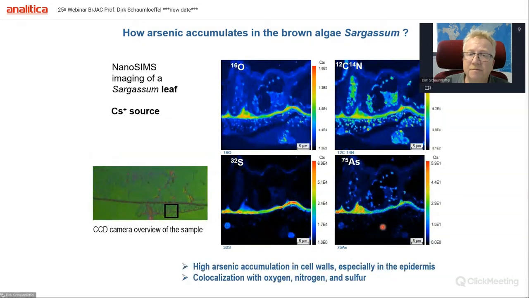And the same is for the leaves. Here we see that the arsenic is mainly in the epidermis of the leaf. So this is also a NanoSIMS arsenic image of a leaf cell in the epidermis, but also in some organelles inside of the cell, but mainly again in the epidermis or in the cell wall, and strongly colocalized with sulfur.